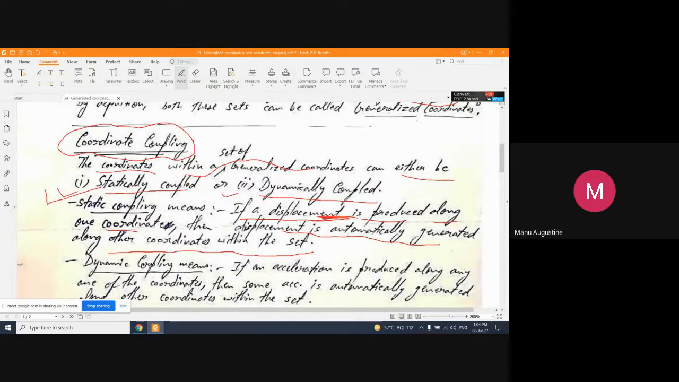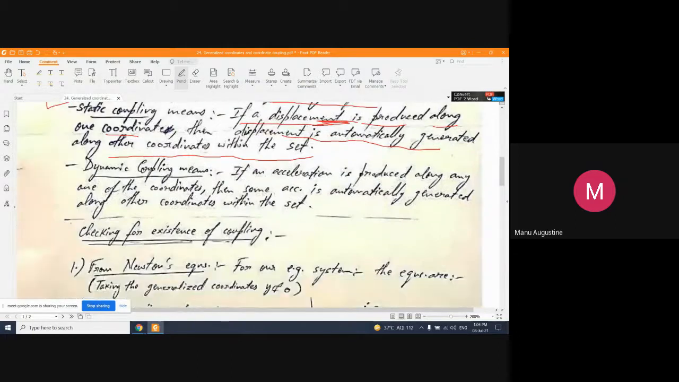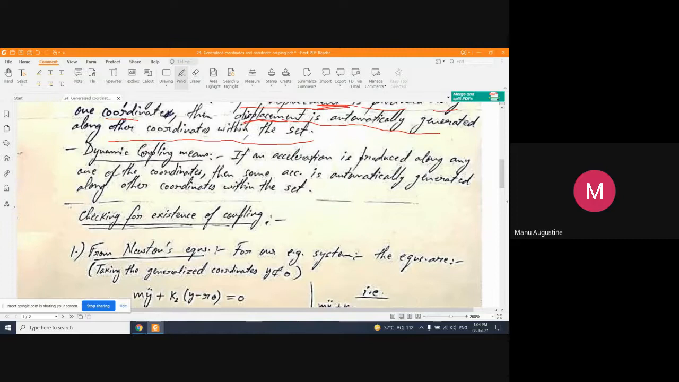And dynamic coupling goes along similar lines of explanation. The only thing being that instead of the test being on displacement, you are testing it for acceleration. Now, this is a little bit difficult to do.